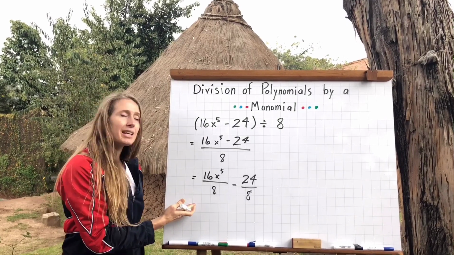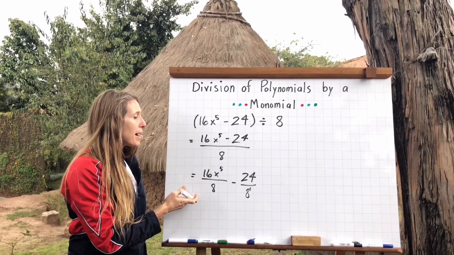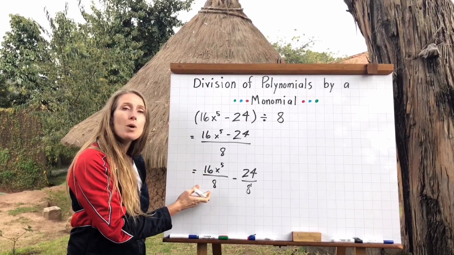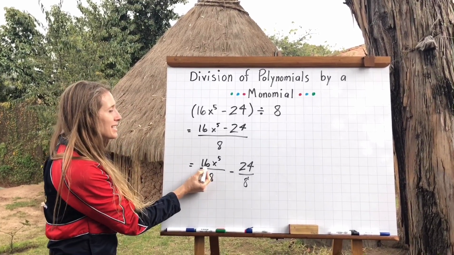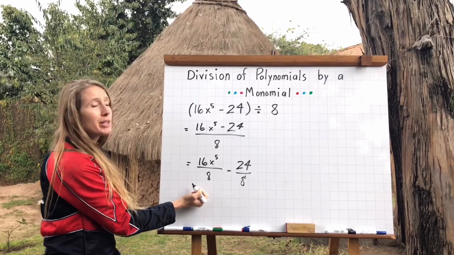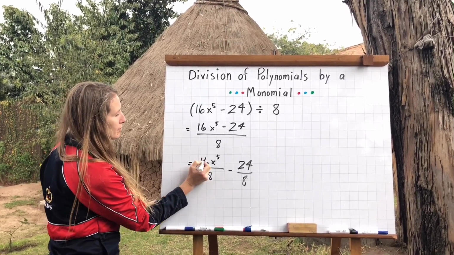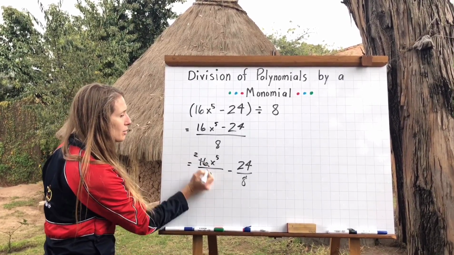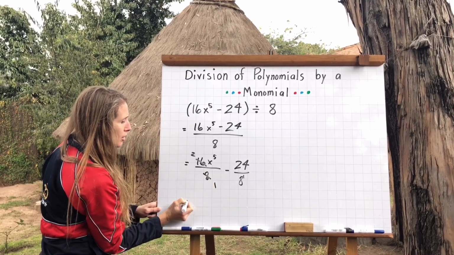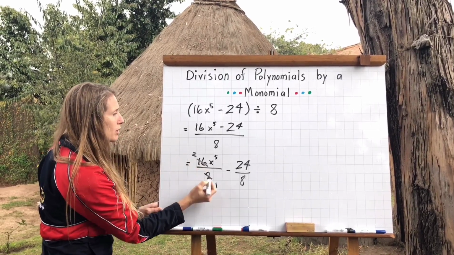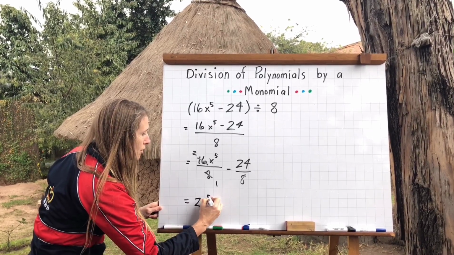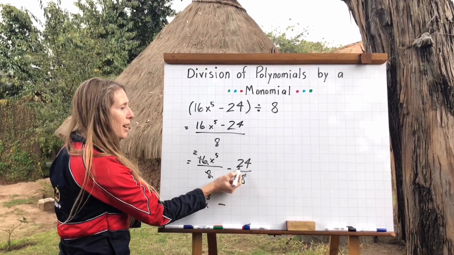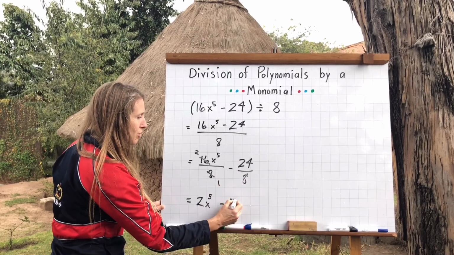So from here, the next step is just to simplify by the numerator and the denominator. We have to see what factors they have in common. Here we see 16 and 8. So we would divide both by 8. 16 divided by 8 is 2. 8 divided by 8 is 1. So that would leave us with 2 times x to the 5th. Minus, here we have 24 divided by 8, which is 3.